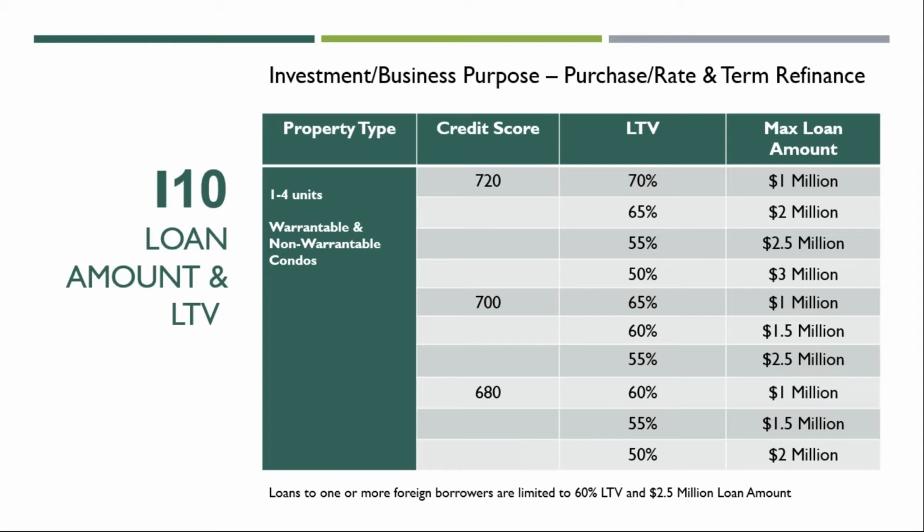Again, the LTV matrix is listed here for your reference. Minimum FICO score is 680. Loan amounts go up to $3 million on the I-10, and just refer to the matrix that will be included in this presentation when we send it out later today.